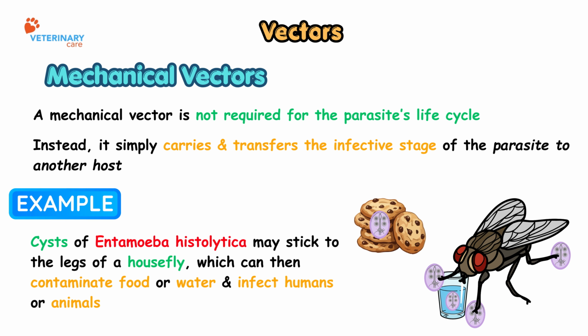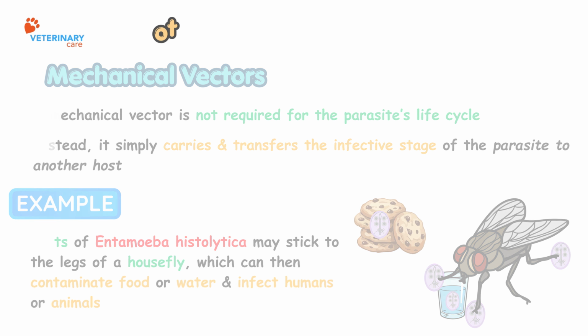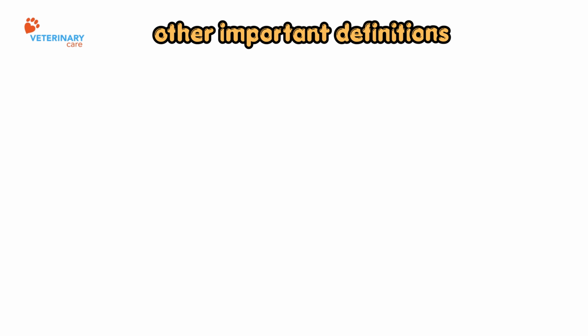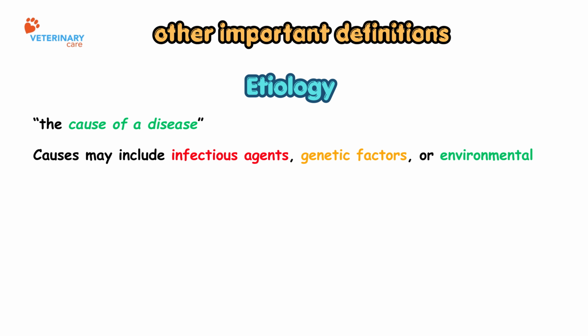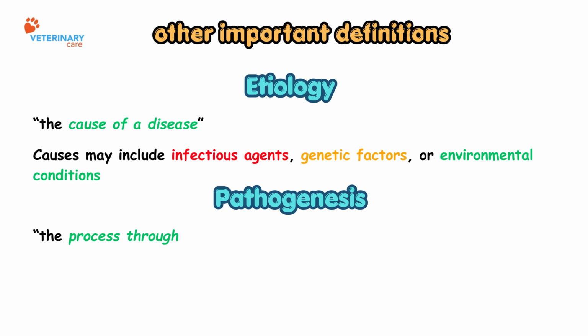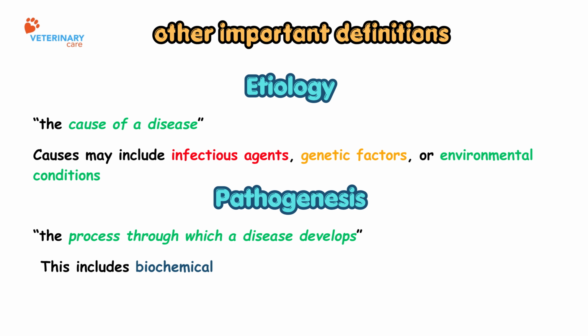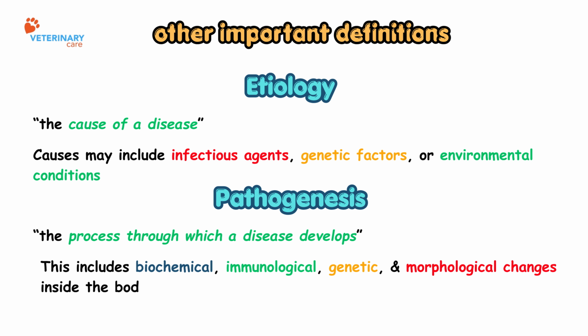Now let us discuss some other important definitions. Etiology refers to the cause of a disease. Causes may include infectious agents, genetic factors, or environmental conditions. Pathogenesis refers to the process through which a disease develops. This includes biochemical, immunological, genetic, and morphological changes inside the body.